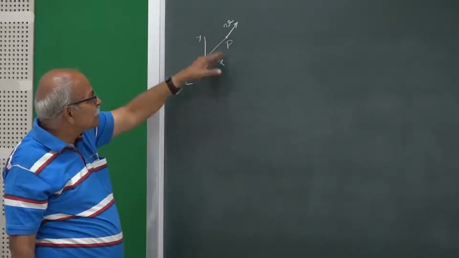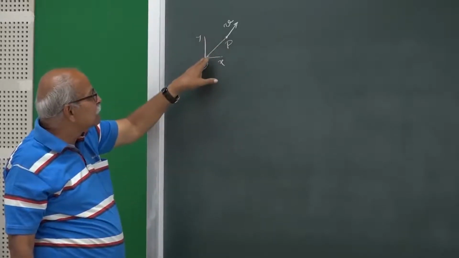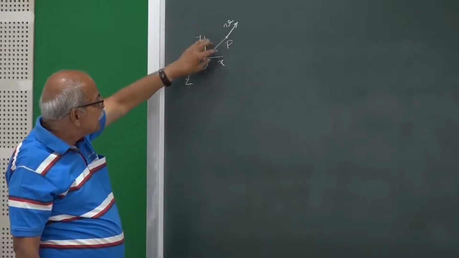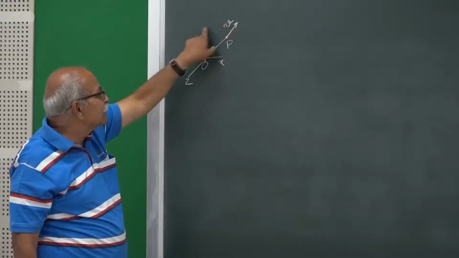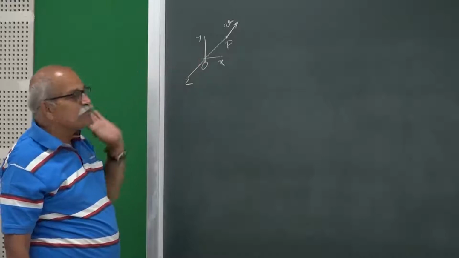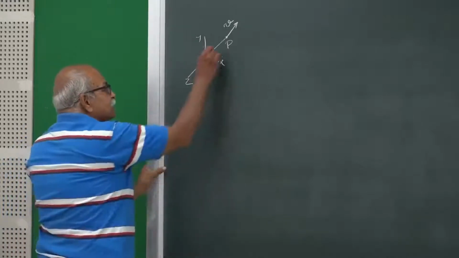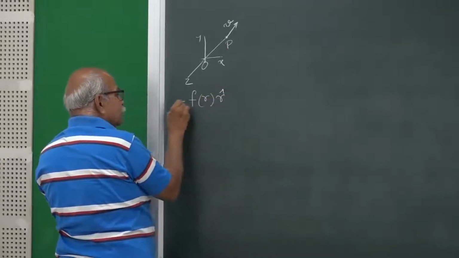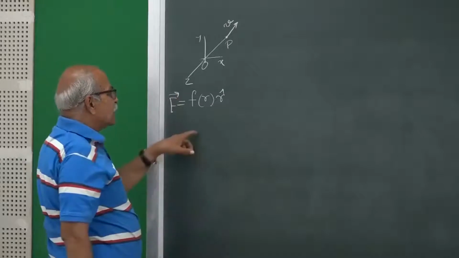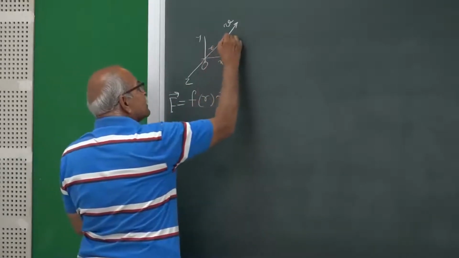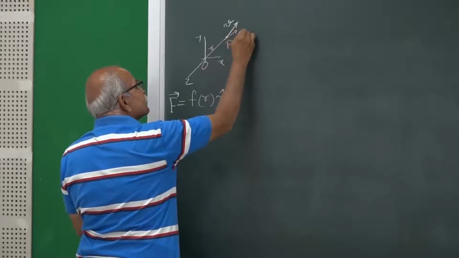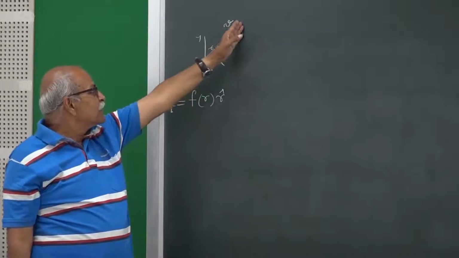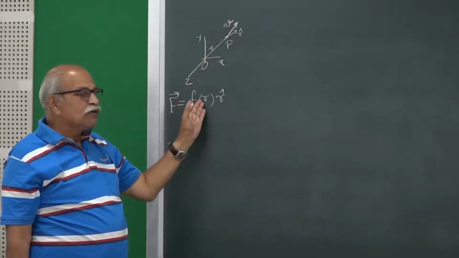So, you choose your x y axis in the plane of this OP and this V, so that at least initially the particle is moving in this plane, and then the z axis is perpendicular. And suppose the resultant force on this particle is F equal to f(r) r cap, where r is this distance and r cap is the unit vector in this direction. It can be away from O or it can be towards O, that will depend on this function.